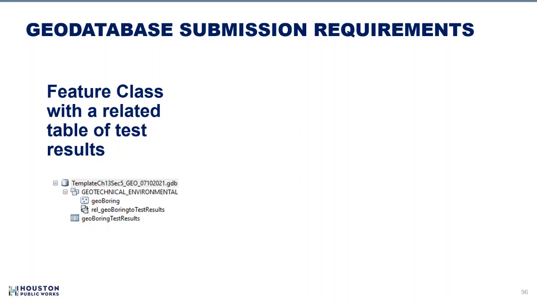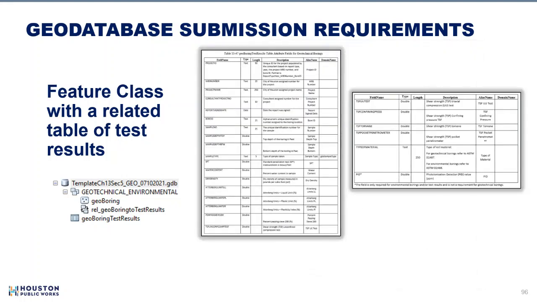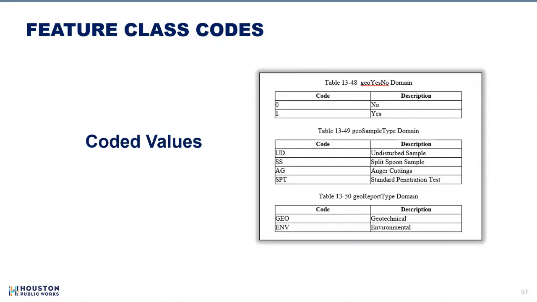The feature class has specific attributes that need to be populated and contained within the feature class. Here we show table 13-46 and table 13-47 illustrating the feature class and the table attributes. Refer to these tables for the specific data schema requirements. As mentioned earlier, with the addition of Section 5, we added 3 domain values to Chapter 13. The 3 coded values are shown here and can be further referenced in tables 13-48 through 13-50.